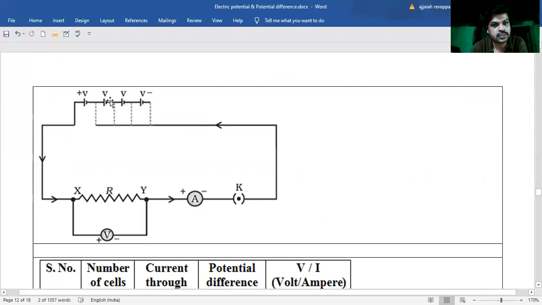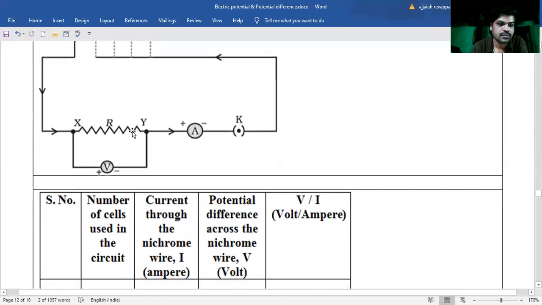See, what is the potential difference in the circuit now? When one cell is connected in the first case, it is 1.5 volt. That is the potential difference. Now 2 cells are connected. What is the potential difference? 1.5 plus 1.5, it is 3 volt now. So I am increasing the potential difference from first trial to second trial, second step.